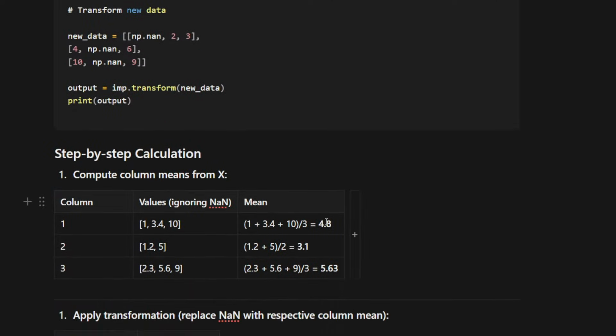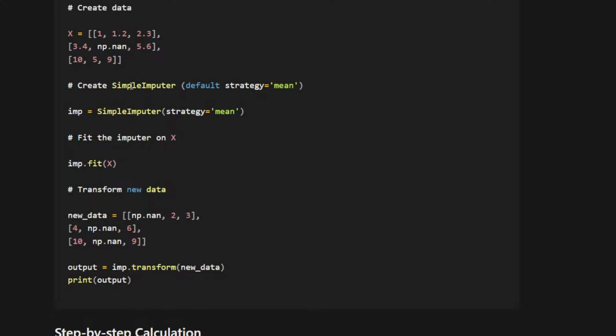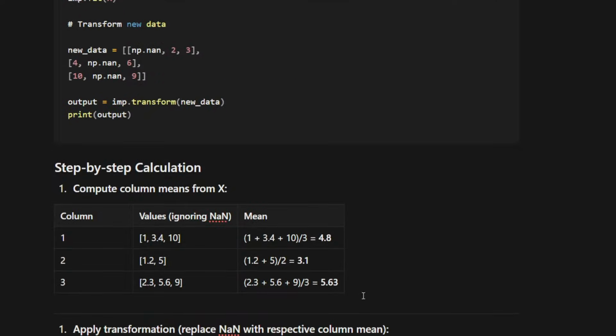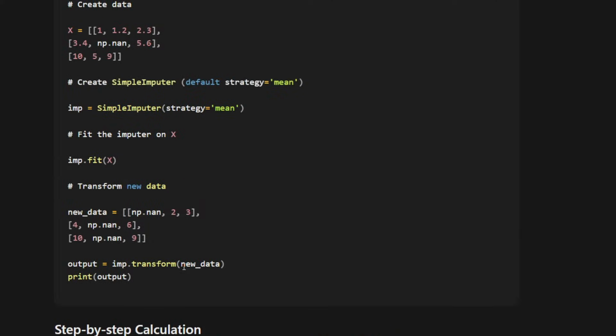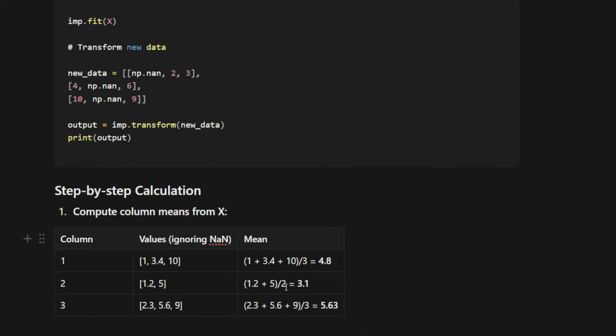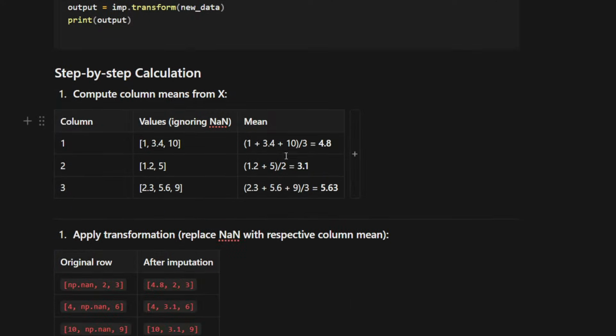So the mean is 4.8, and similarly for the second column, 1.2 and 5, the mean is 3.1, and for the third column the mean is 5.63. So these are the means for each column.